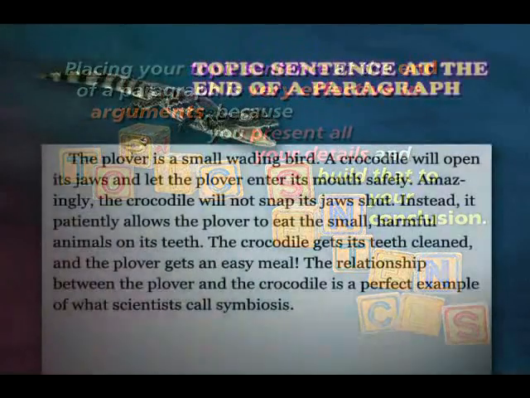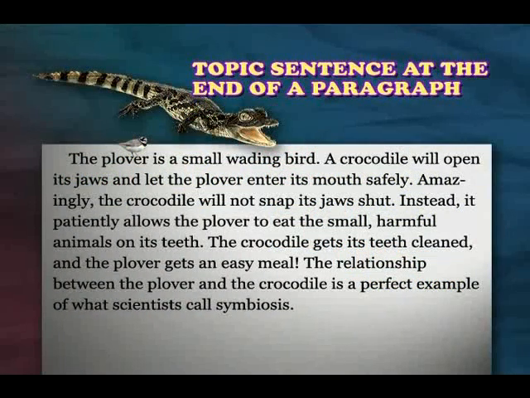Here's an example. The plover is a small wading bird. A crocodile will open its jaws and let the plover enter its mouth safely. Amazingly, the crocodile will not snap its jaws shut. Instead, it patiently allows the plover to eat the small, harmful animals on its teeth. The crocodile gets its teeth clean and the plover gets an easy meal. The relationship between the plover and the crocodile is a perfect example of what scientists call symbiosis.